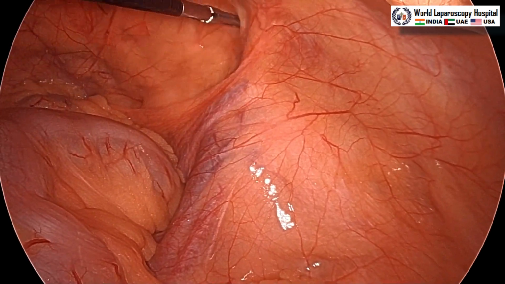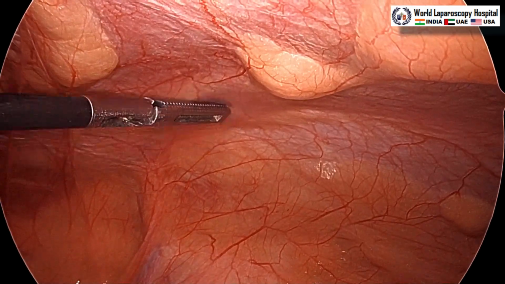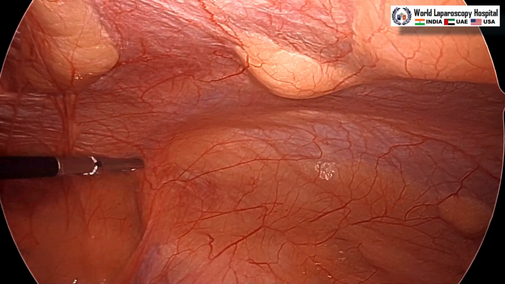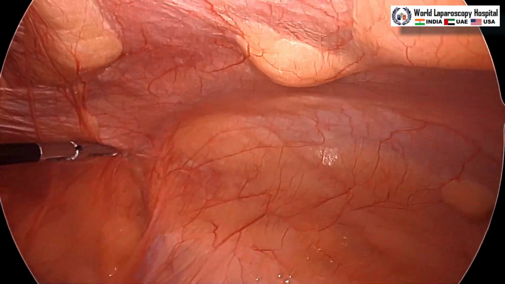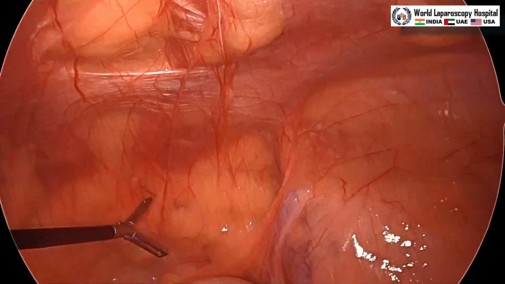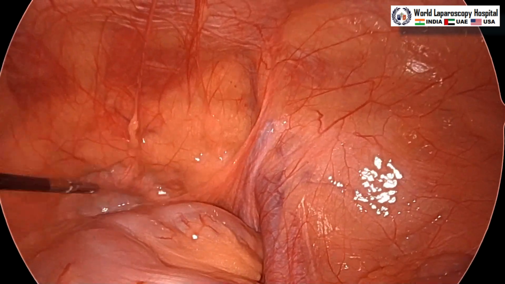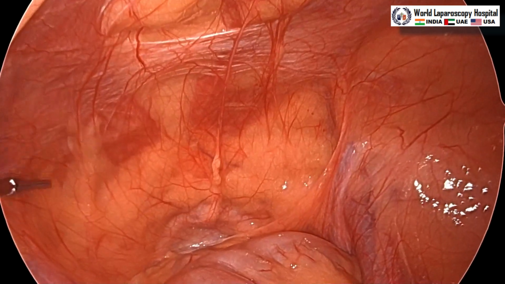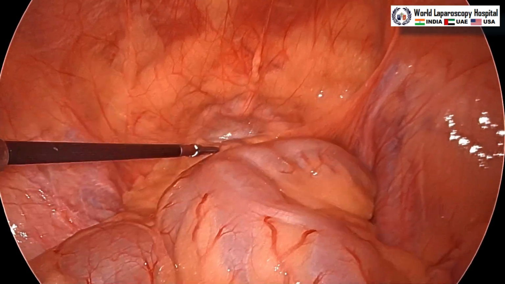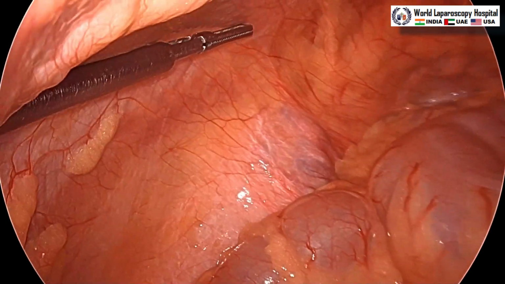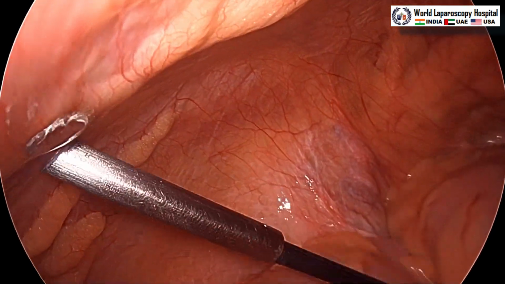So, here we can see the inferior epigastric vessel is going, this is the inferior epigastric vessel, here is the medial umbilical ligament, and in the midline this is the median umbilical ligament, and then this is the medial umbilical ligament of the left side, and this whole area between the two medial umbilical ligaments belongs to the bladder.